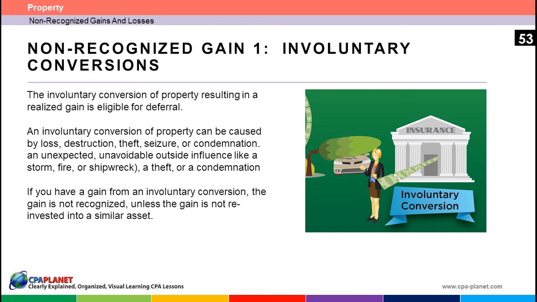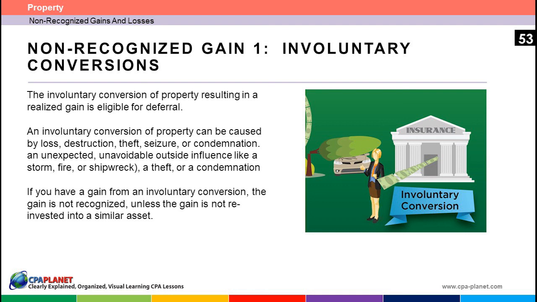If they pay you $50,000 for your old Hyundai and you buy a new car that's only $10,000, you got $40,000 of boot, that's the excess of cash received over the amount reinvested. That $40,000 is taxable.